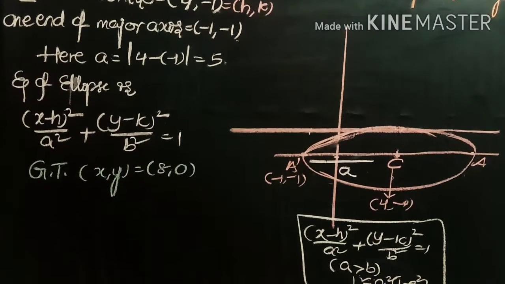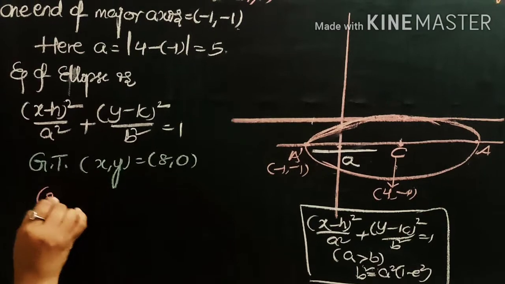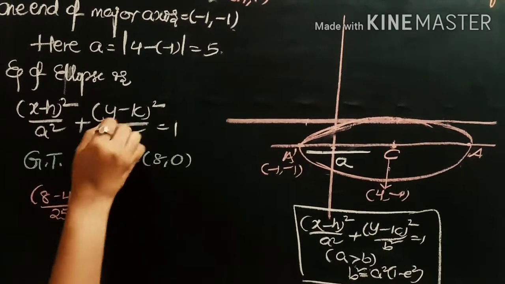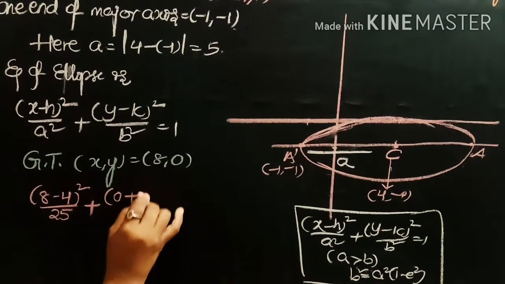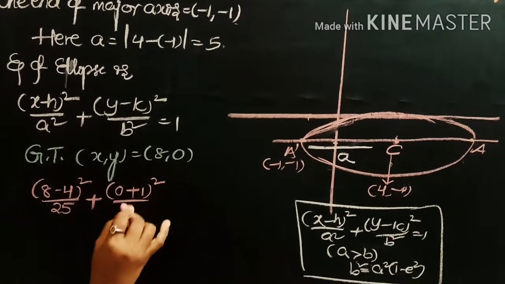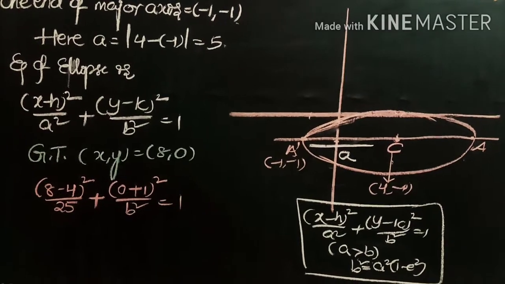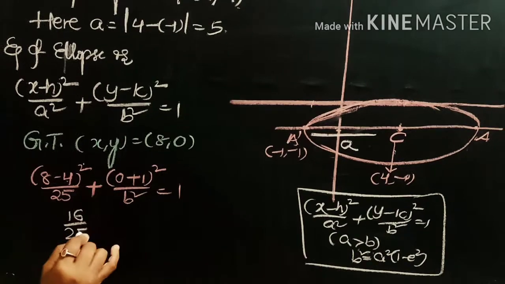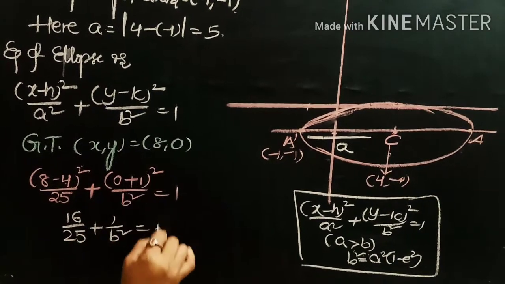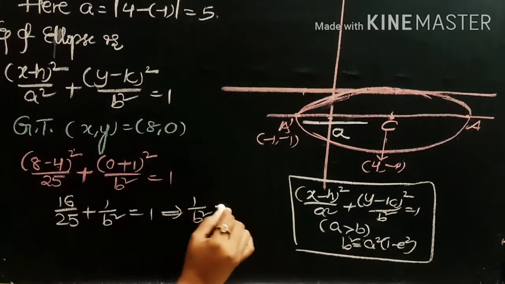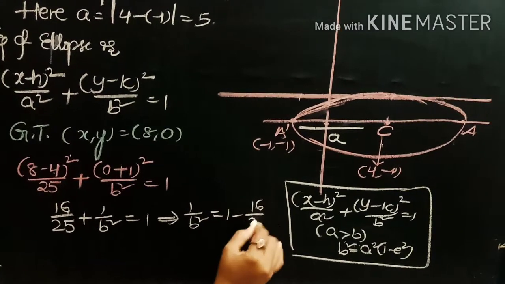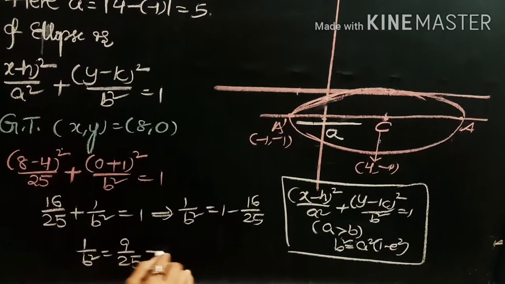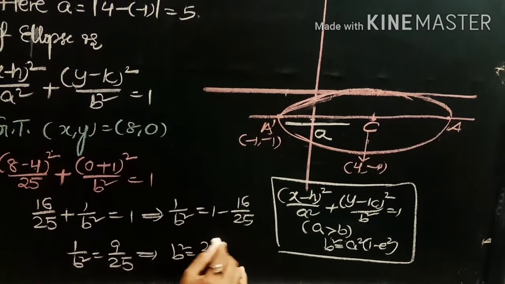Now replacing all those points here, x minus h, 8 minus 4 whole square by a square, 25, plus y minus k, 0 minus of minus 1, 0 plus 1 whole square by b square is equals to 1. 8 minus 4, 4 square, 16 by 25. 16 by 25 plus 1 by b square is equals to 1. Therefore, 1 by b square is equals to 1 minus 16 by 25, that is 1 by b square is equals to 9 by 25. Then the value of b square is equals to 25 by 9.